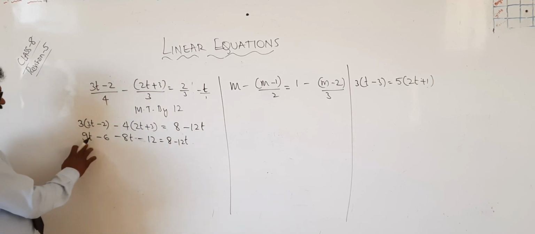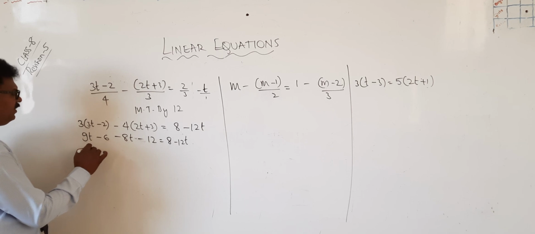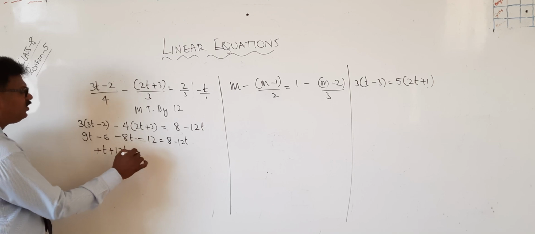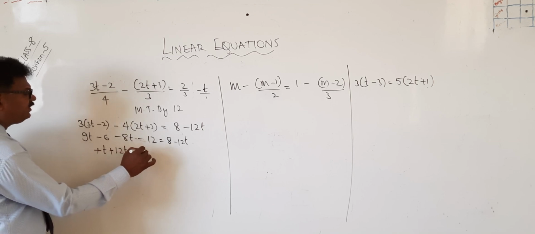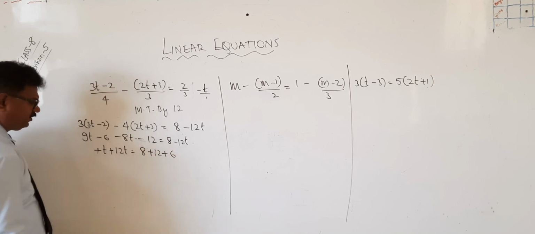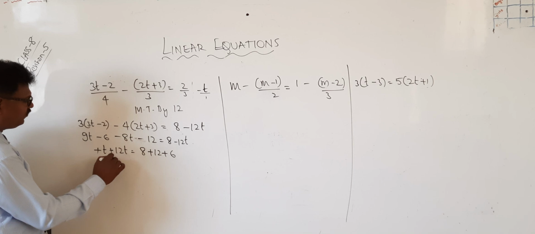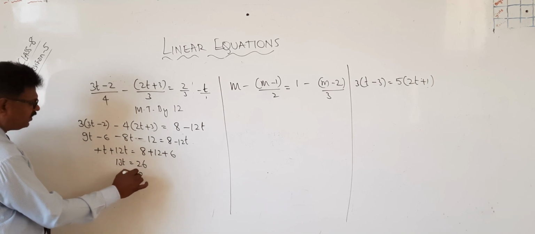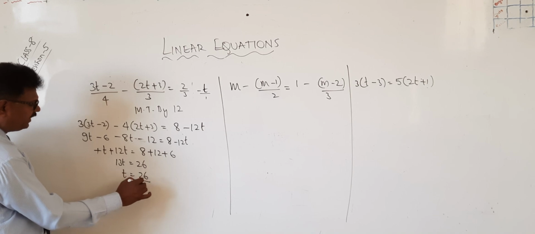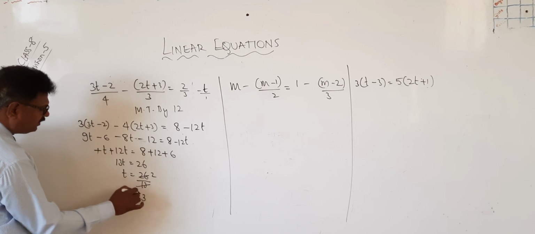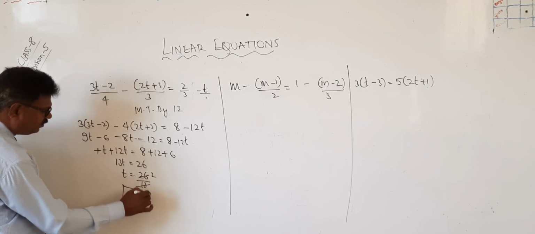Now 9t minus 8t is t, plus 12t is equal to 8 plus 12 plus 6. Therefore, 30t equal to 26 and t equal to 26 by 30. Therefore, what is the answer? Yes, t equal to 2.